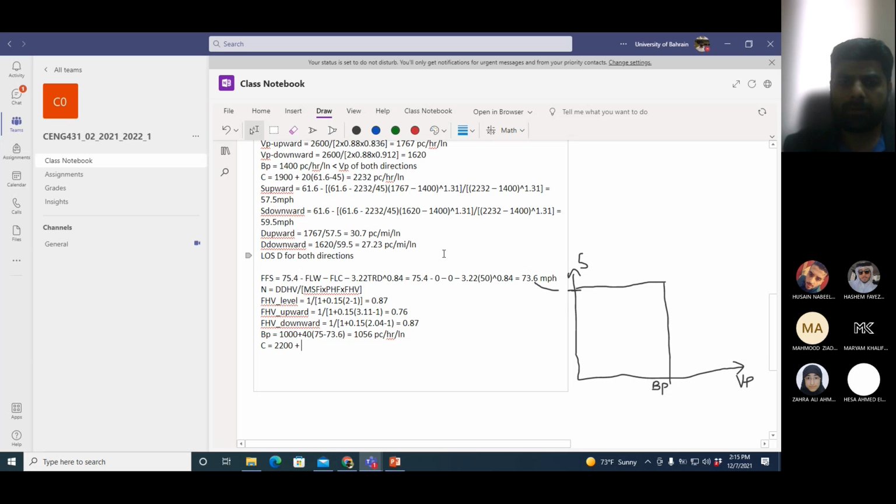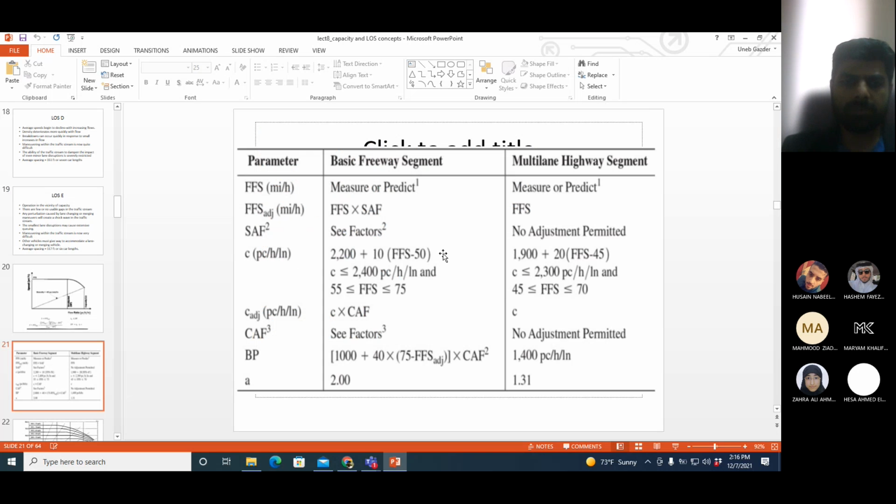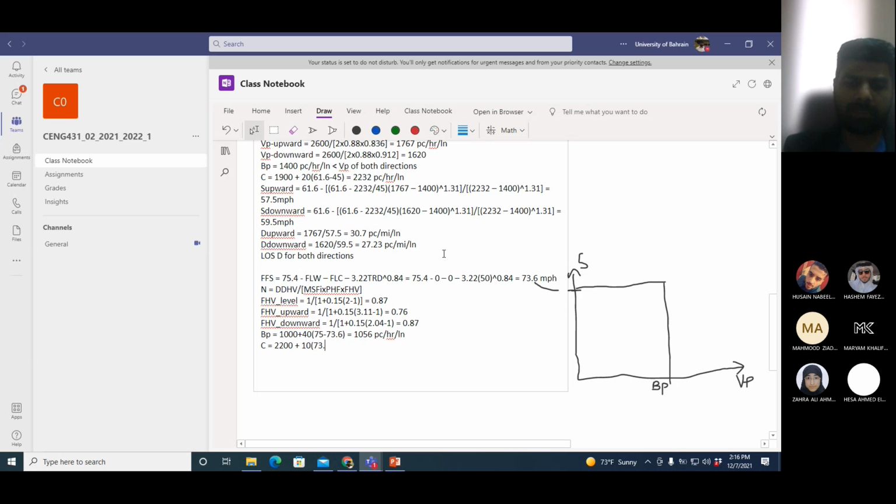2200 plus 10 times speed minus 50. How much is this? 2436, Doctor. 2436 per hour per lane.